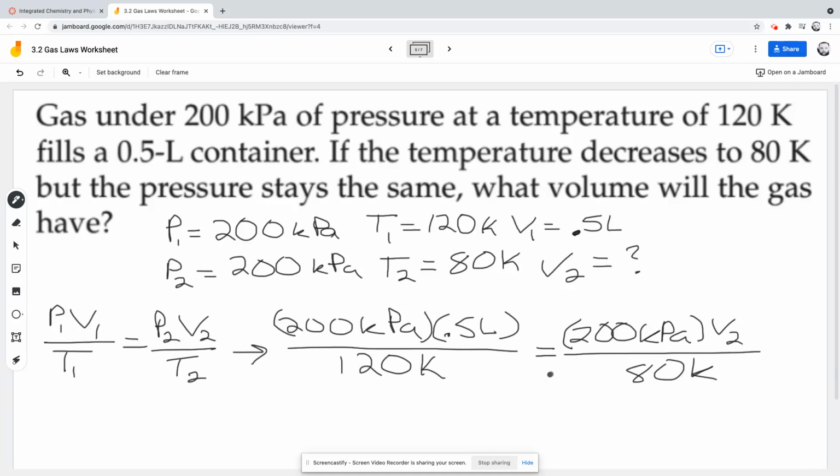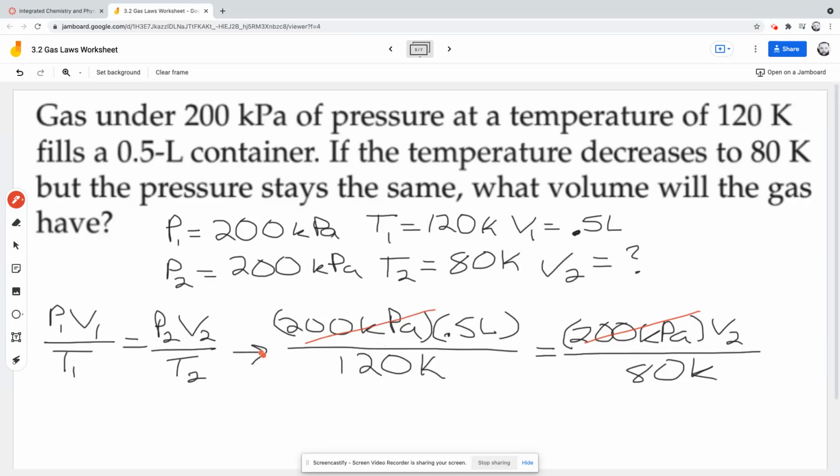So when you're setting this up right, you should have numbers for everything except for one variable. Now what happens? The pressure was constant. So what happens with this 200 kilopascal and this 200 kilopascal if I divide both sides of the equation by 200 kilopascal? They cancel out, thank you. So these are going to end up canceling out.